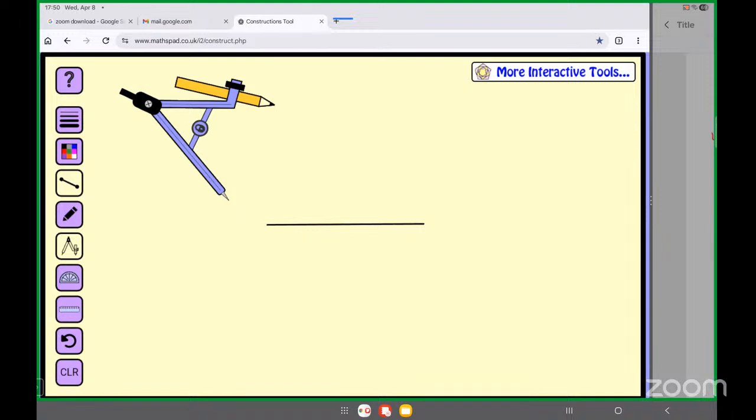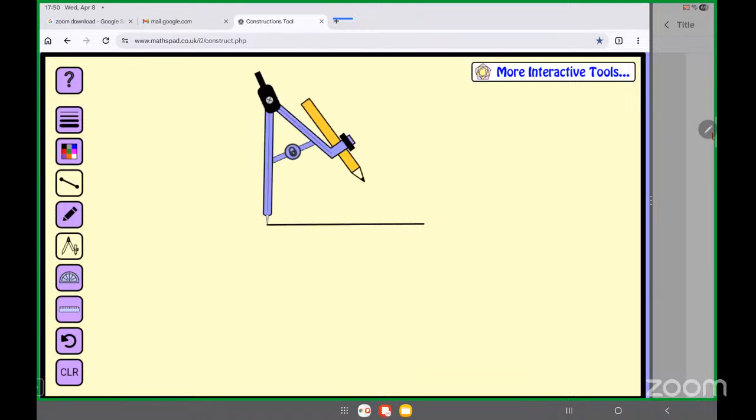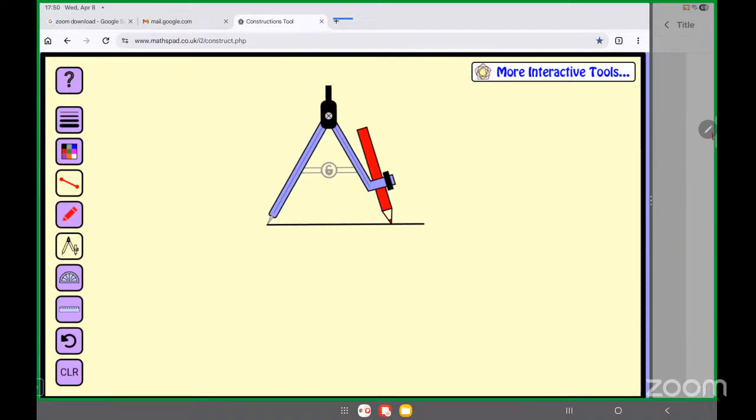All right, and you're going to be using a compass. So you come to one end, and you have to open the compass to more than half the length of the line. That's the first thing you have to remember. Open the compass to more than half the length of the line. Make sure that it is more than half the length of the line.